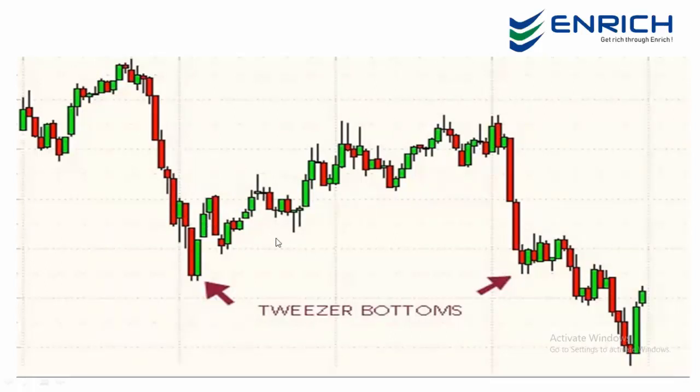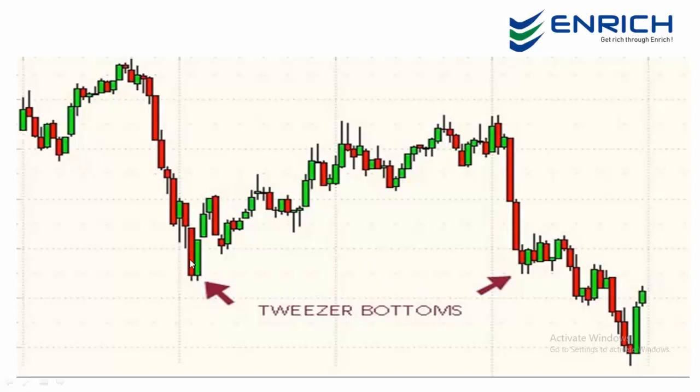but remember, no pattern is perfect, and tweezer patterns do not always create a complete reversal. Okay, so use the candles that occur after the pattern to confirm a short term move. So always remember, whenever you look at the live chart, don't just spot one pattern and stop there. Okay, always remember, to confirm this pattern, you need other candles that confirm the same kind of trend.